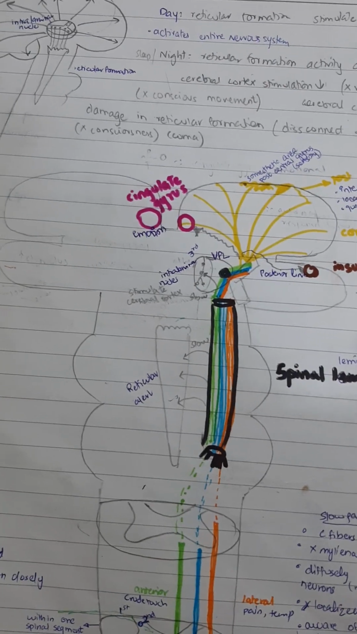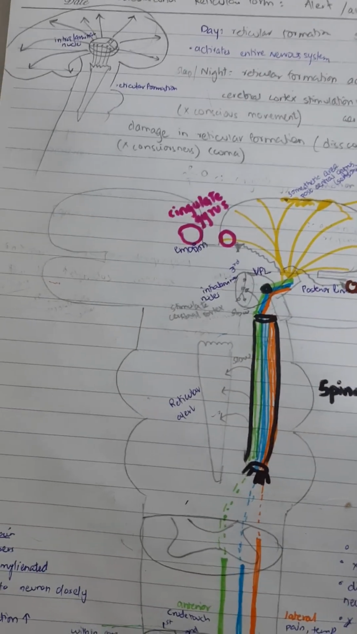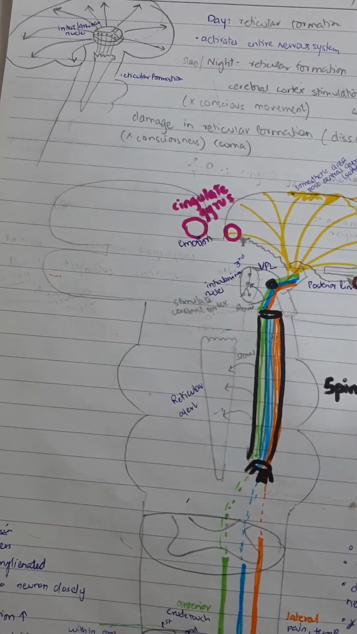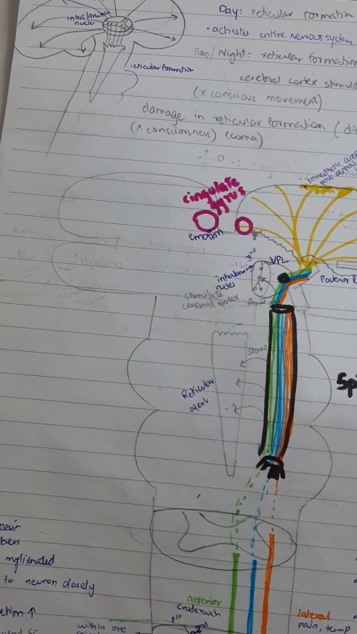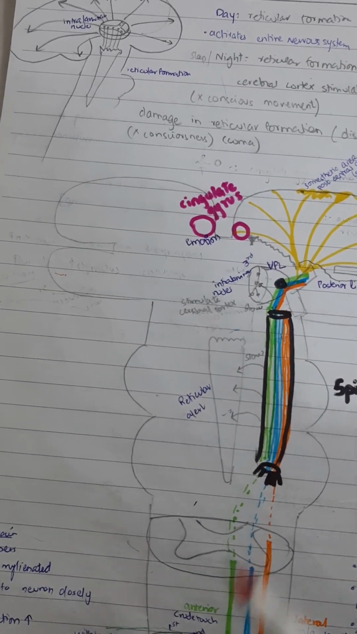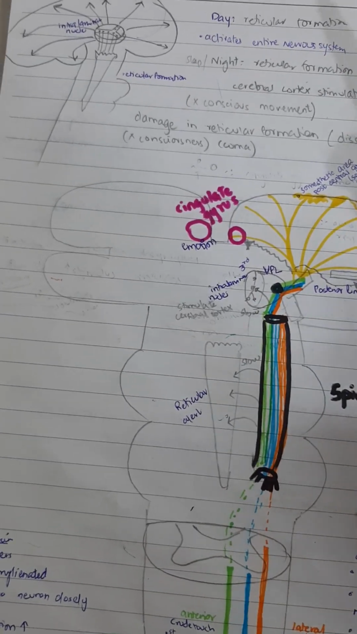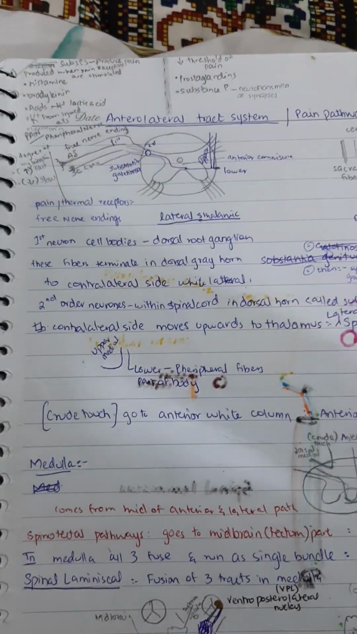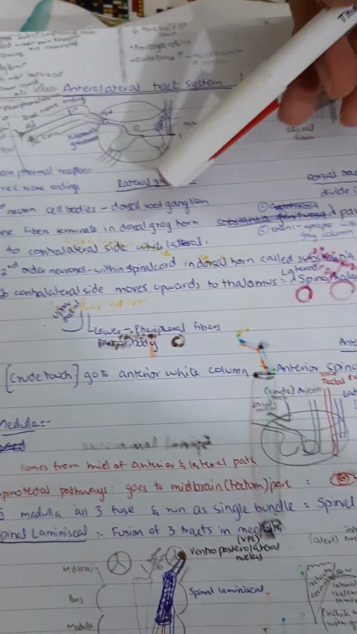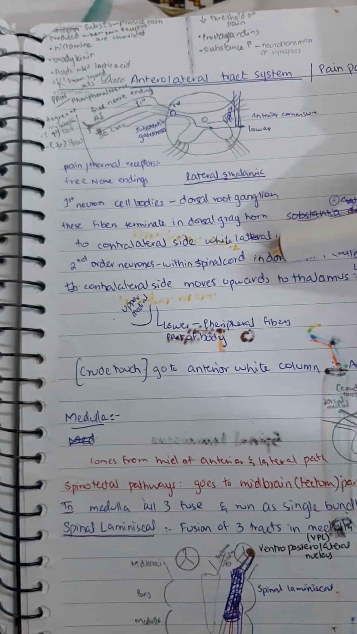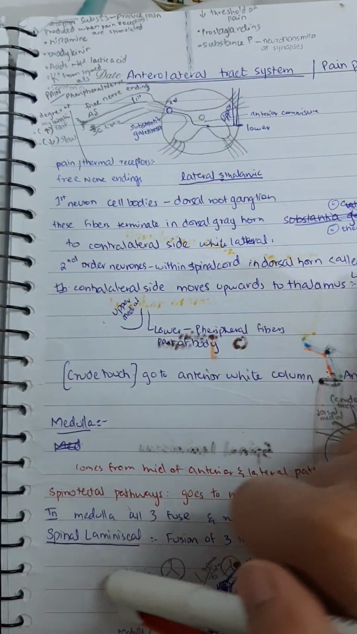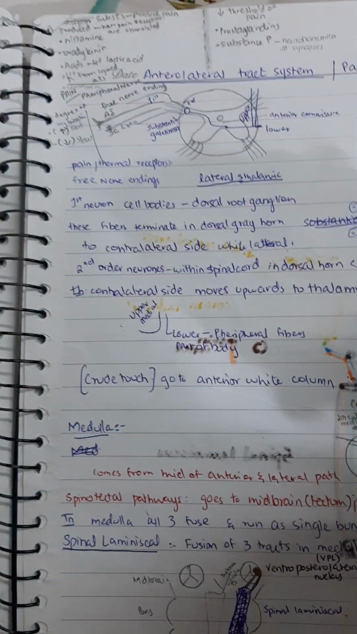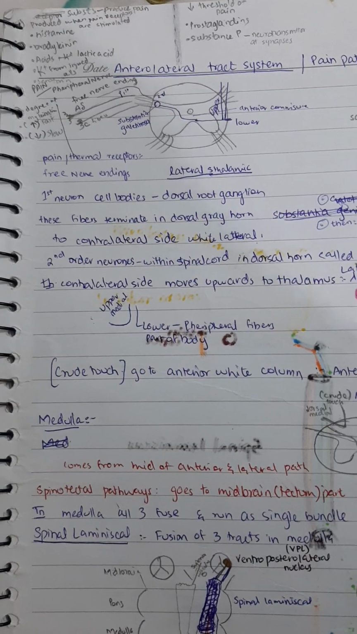And the last thing that I would like to highlight again is the neurons. First order neuron is here, second order is substantia gelatinosa, and third order neuron is VPL. These were the important things that you need to know: first order neuron is your dorsal root ganglion, second order neuron is your substantia gelatinosa, and third order neuron is the VPL.